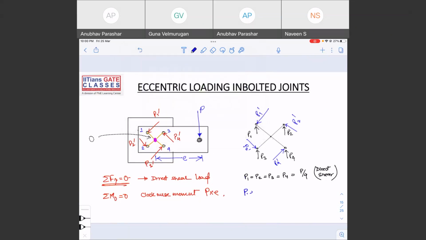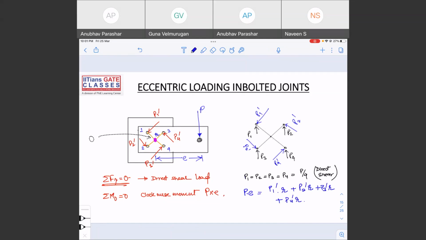P into E, this is the clockwise moment set up by the external force, is equal to P1 dash into R, that is, R is the radius from the center of the joint to the walls, plus P2 dash R, plus P3 dash R, plus P4 dash R, right? By symmetry, in this case, I can see that P1 dash, P2 dash, P3 dash, P4 dash will be equal because they're equidistant from this center O, right?